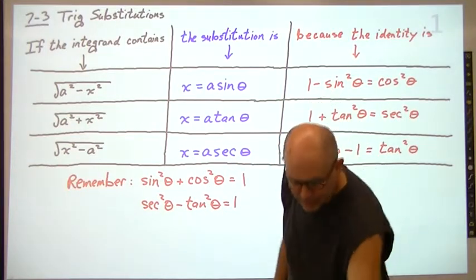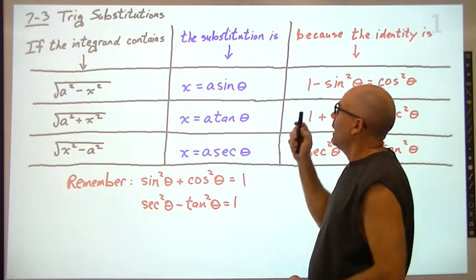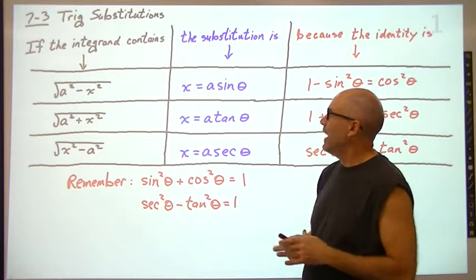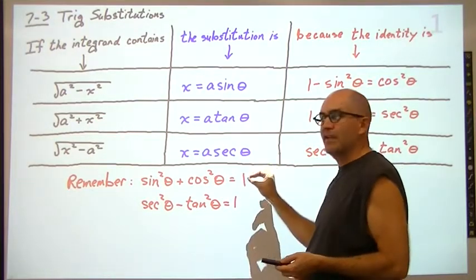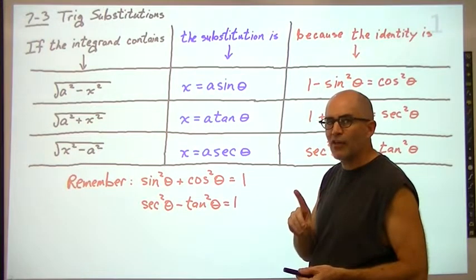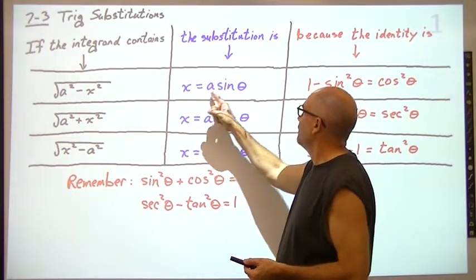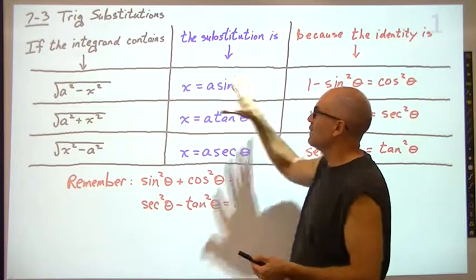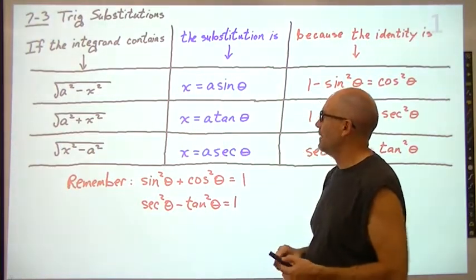Okay, here we go. Now, most of the substitutions we've done before have been u equals a function of x. This time, we're going the other direction. We're going x is a function of theta. So instead of u equaling something with x in it, we have x equals something with theta in it.